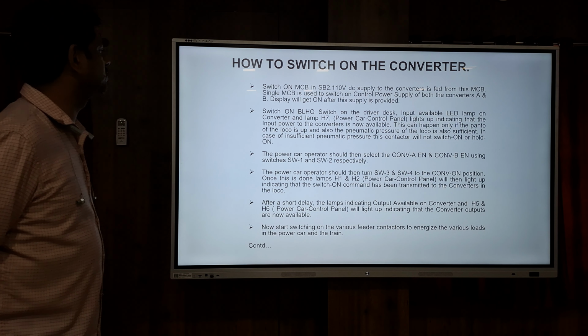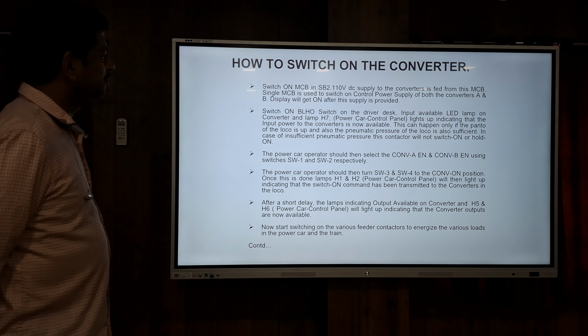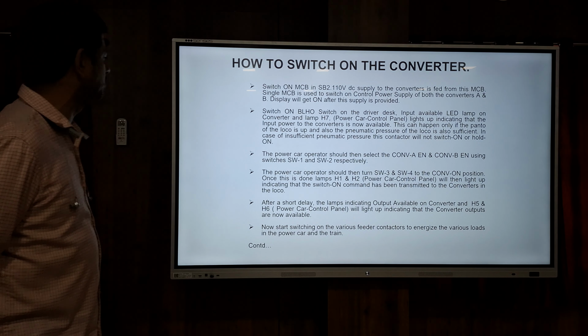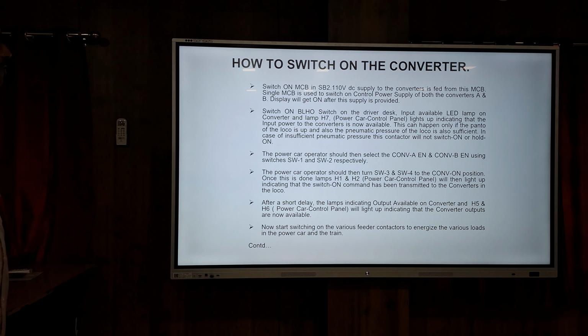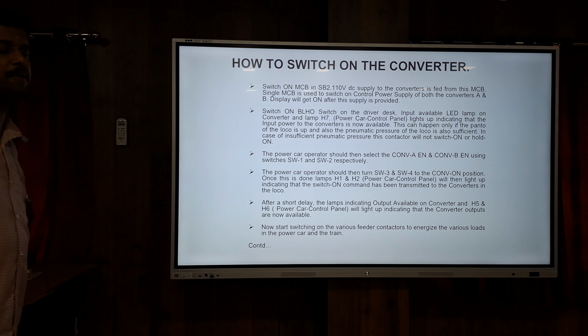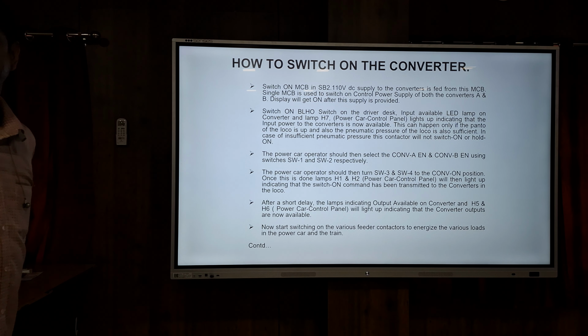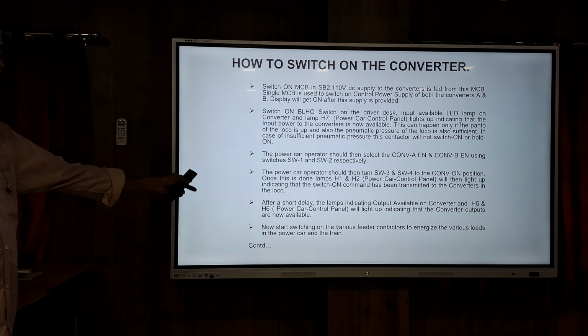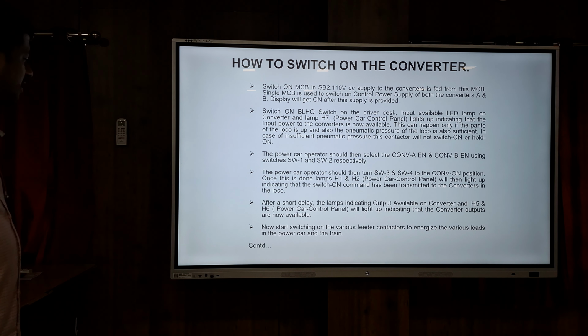The power car operator should select converter A or converter B using switch SW1 and SW2 respectively. The power car operator should then turn on SW2. This is in the power car. Once we go and see the power car, you can see all these switches, because in the hot load, our side operation only BLSO is there. Other than that, everything is in the power car. For knowledge purposes, the operation is provided in detail.